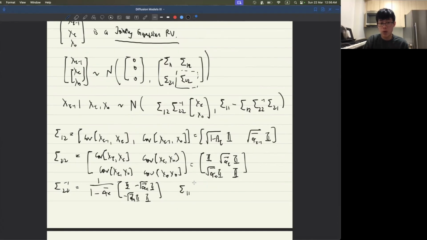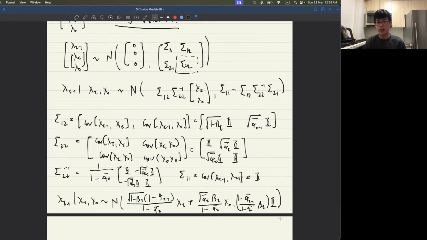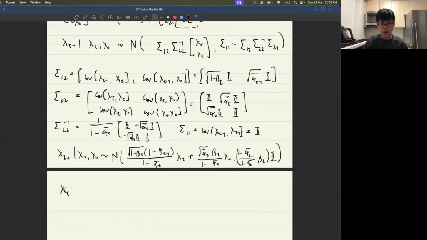And of course, sigma 1, 1 is just the covariance of xt minus 1 with respect to itself, which is just its variance and is equal to I. I think the upshot here is that xt minus 1 given xt x0 is just a Gaussian with the following parameters. So I'll spare you the calculation because I'm pretty sure everyone can do this computation. I just want to point out here that it is very straightforward to see why now I made the previous claim. Remember, the previous claim that I made was xt minus 1 conditional on xt and x0 is some linear combination of xt and x0 and some random noise.